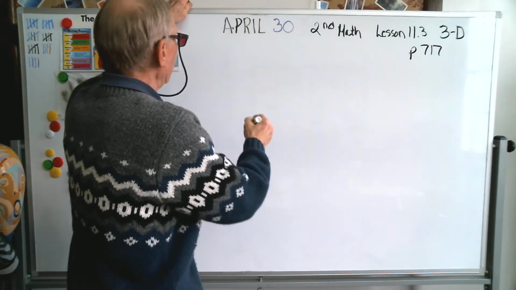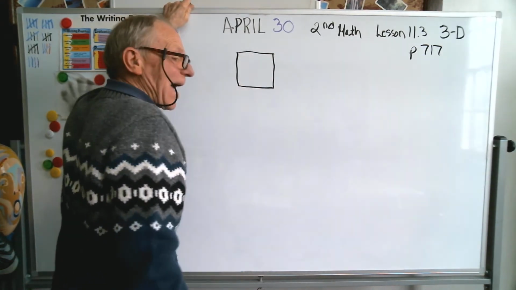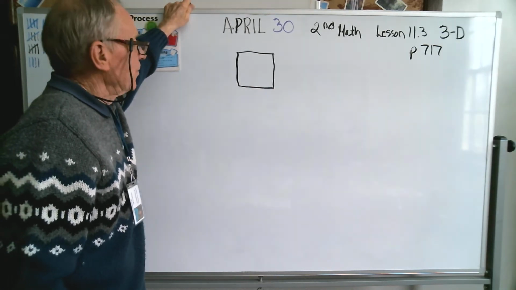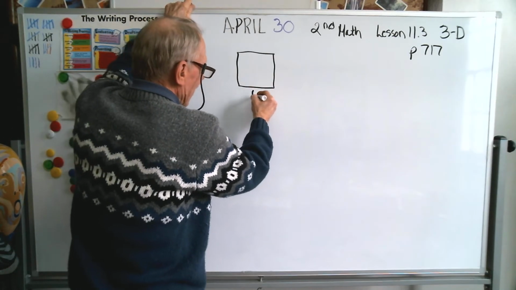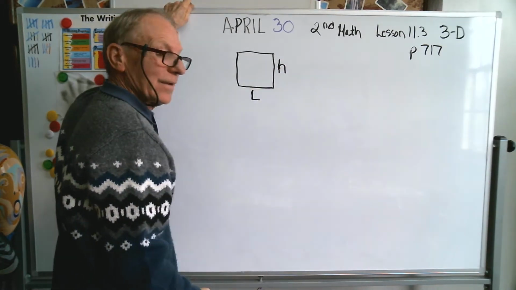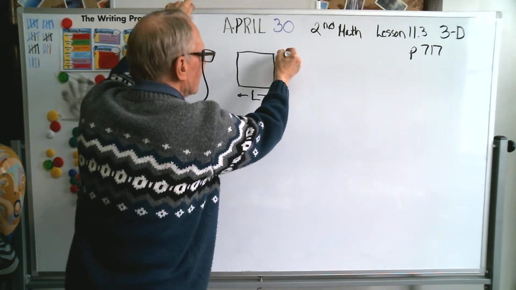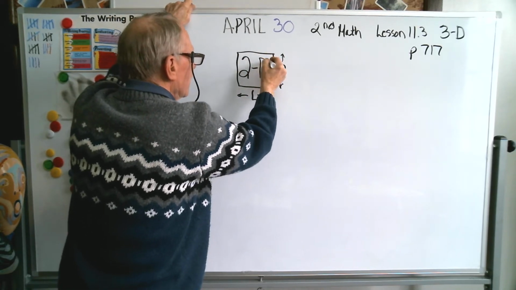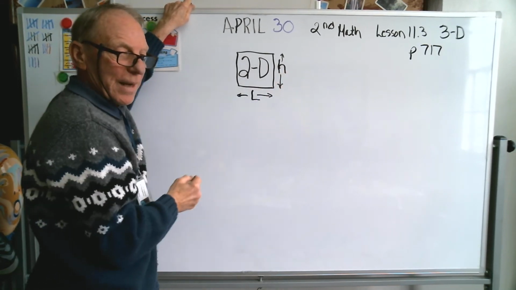We know that when we look at things, if I looked at this just like that, it's a square. Sides are all the same length. It has a length and it has a height. So there's this dimension and then there's this dimension. This is 2-dimensional. 1 dimension, 2 dimension.